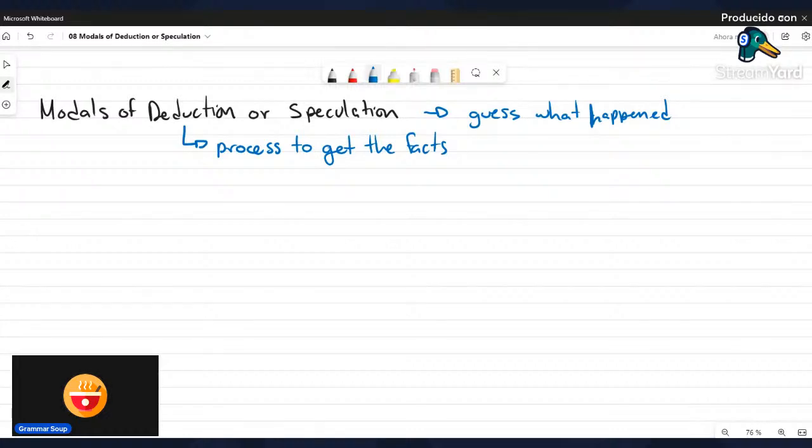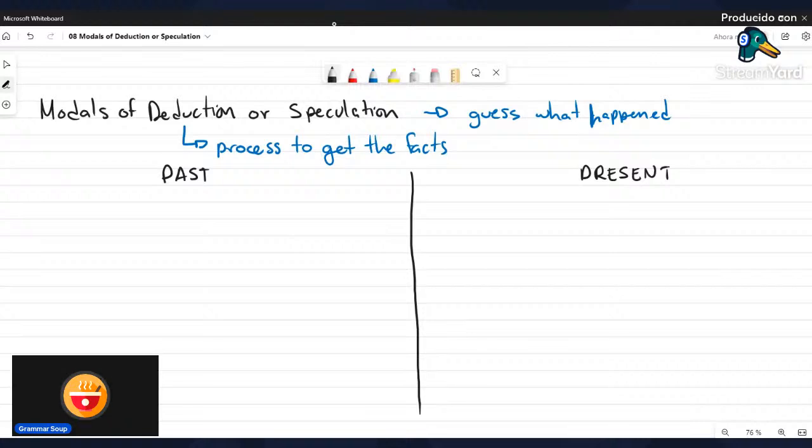Now, first of all, we can make deductions or speculations in the present or in the past. So I'm going to make a dividing line here. This will be my past tense: I'm going to deduce or speculate in the past, and in here I'm going to put what I'm deducing in the present. Guys, just make sure that you are following this.